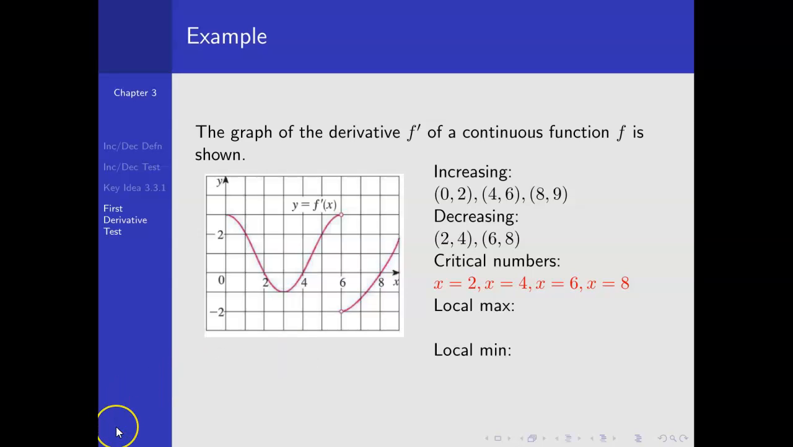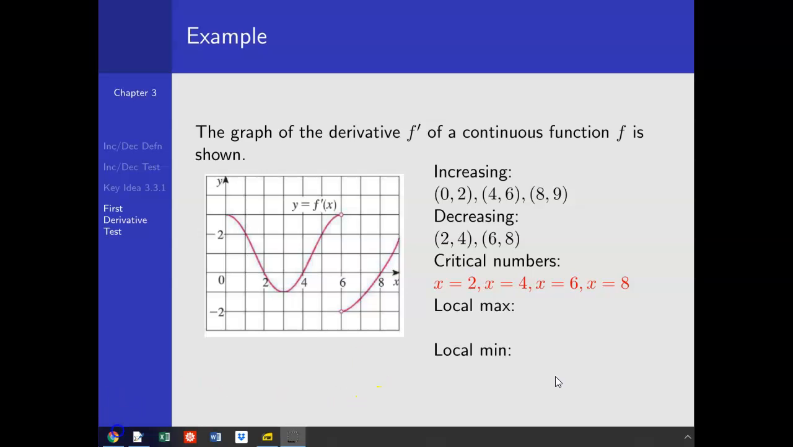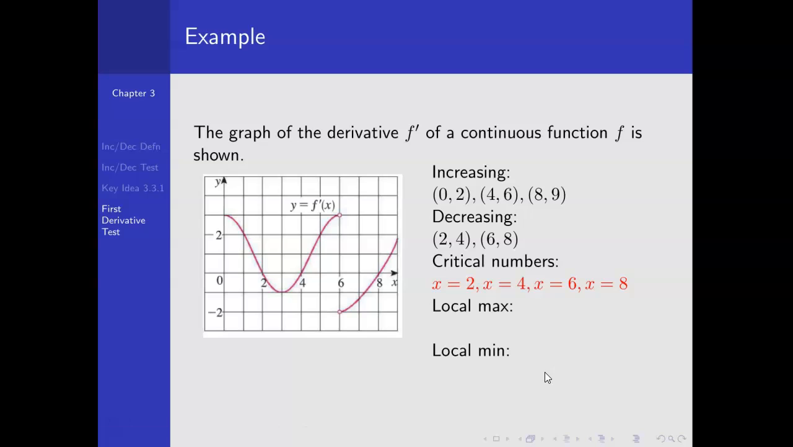Now, for a local max, that is going to be where the function switches from increasing to decreasing, which means that the derivative is going to switch from positive to negative. All right, for the local max, we're looking at where the function switches from increasing to decreasing. So that will happen at x equals 2.